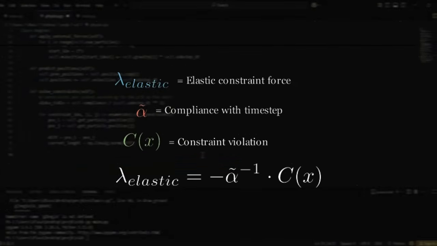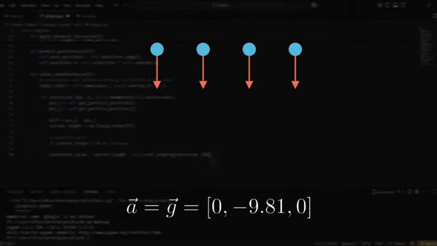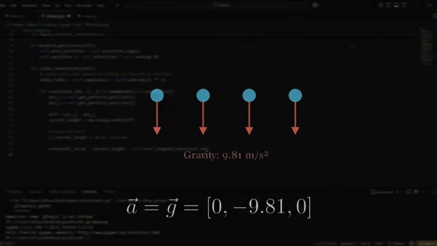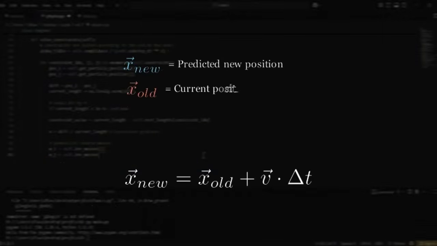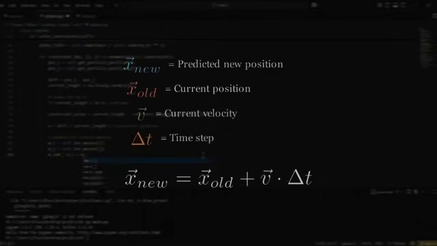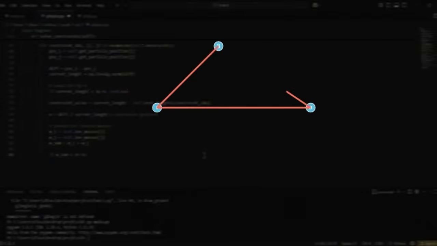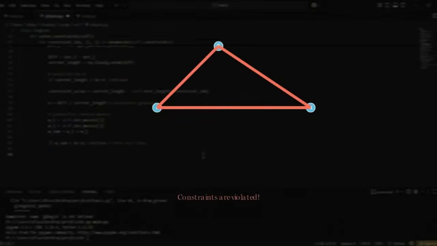Okay then, let's look at how we implement this step by step. First, we apply the external forces. Gravity acts on each particle, accelerating it downward. Simple enough. Then, we try to predict the positions. Using Verlet integration, we predict where each particle will be. Next, we solve the constraints using the method present in the paper.